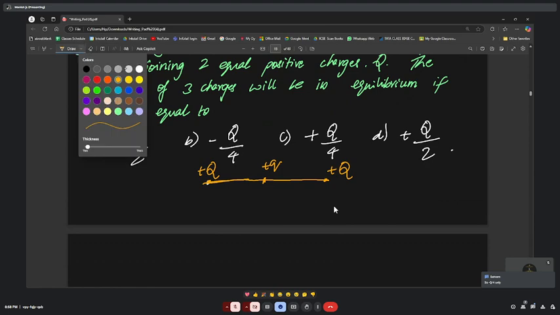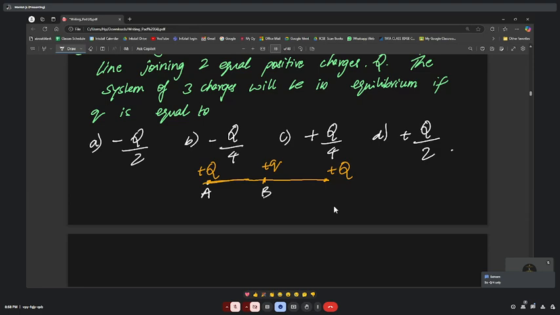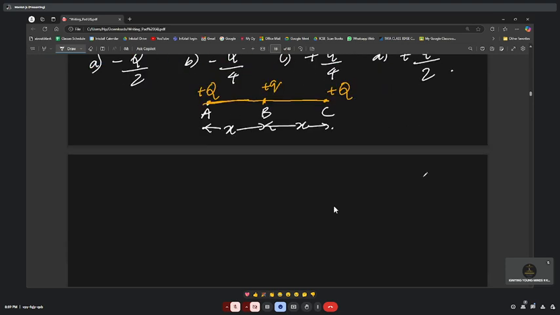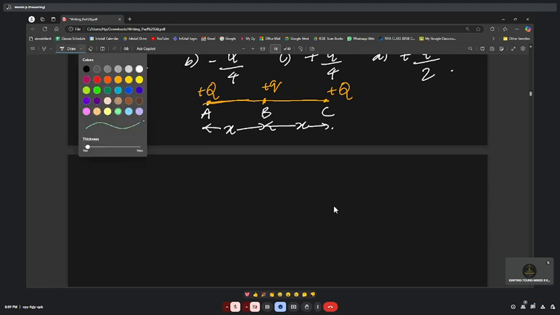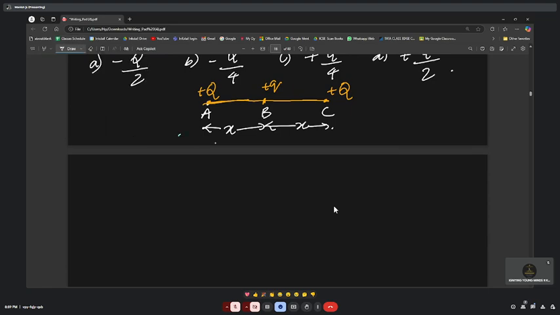So when you are placing it like this, let me call this point A, this point B, and this point C for simplicity. A and C are a particular length apart, which means AB and BC should be equidistant. Let me call this length X. So this is X, and this is also going to be X. So the total length between A and C we can take as 2X.